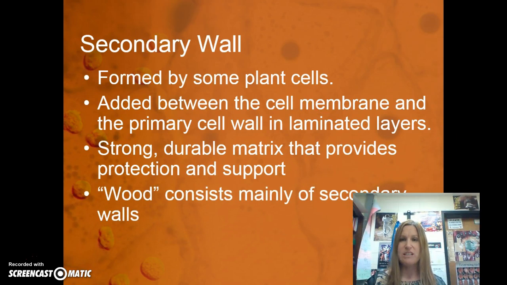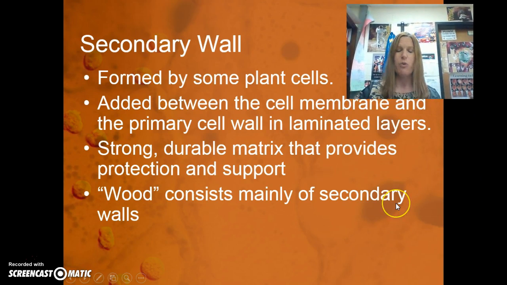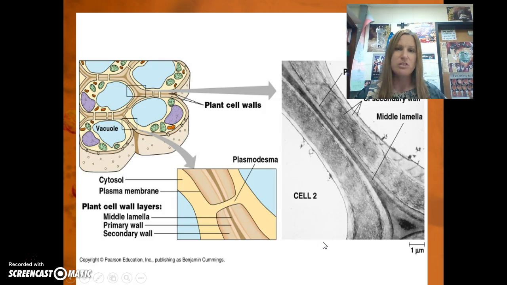If you're looking for an example, holy cow, what's a secondary wall? Wood. It consists mainly of secondary walls. Okay, so organisms that have that woody stem are going to form secondary walls. Okay, and again, this forms between the cell membrane and the primary cell wall and provides a lot of protection and support. So again, we're going to see it right here, boom, in between the cell membrane. Right here's my cell membrane, and we have the secondary wall, we have the primary wall, and then we have the middle lamella.